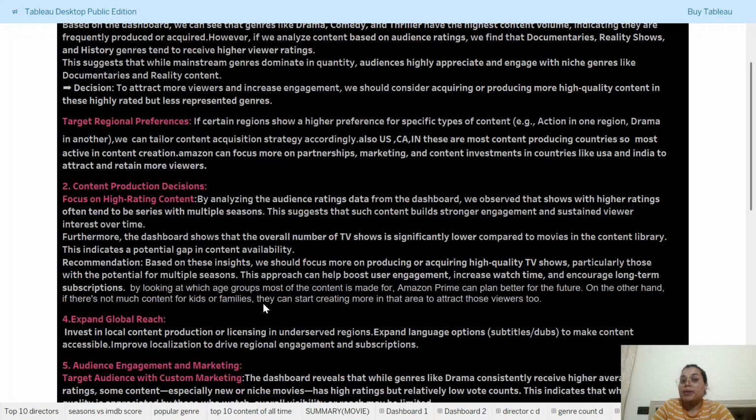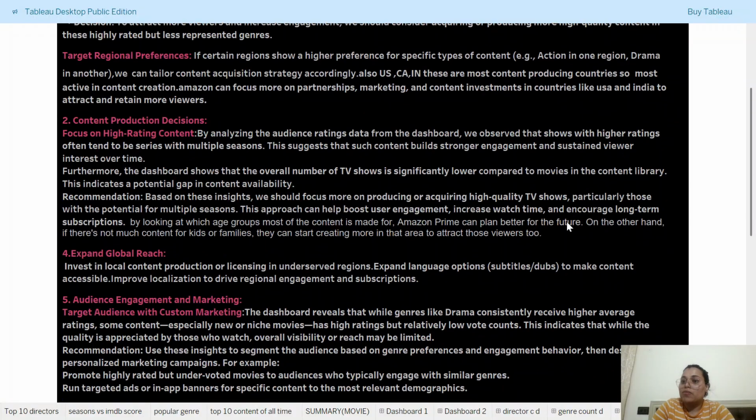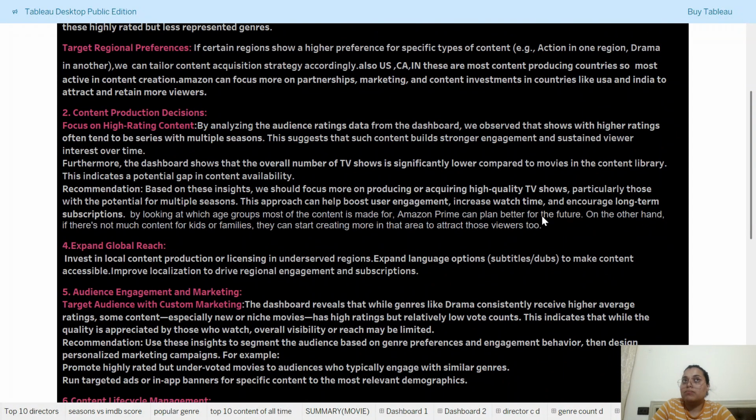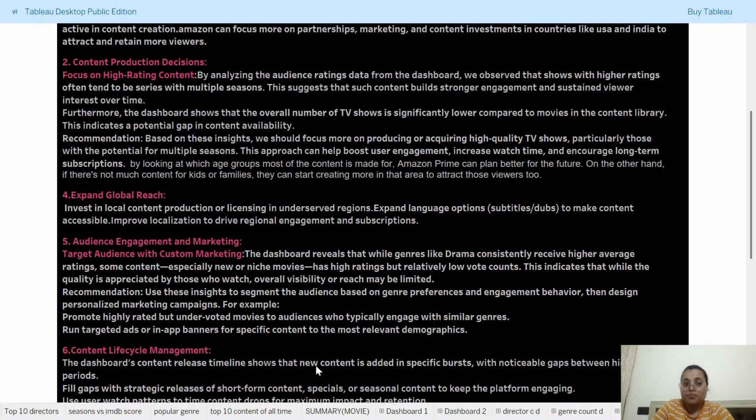By analyzing the audience ratings data from the dashboard, we observe that shows with higher ratings often tend to be series with multiple seasons. We saw shows with multiple seasons, right? Expand global reach, invest in local content production. We can work with local content creators, expand language options, subtitles, and dubbing of movies to make content accessible for different regions' audiences. So people will be watching those shows also, like we are seeing South Asian dramas are very trending these days, right?